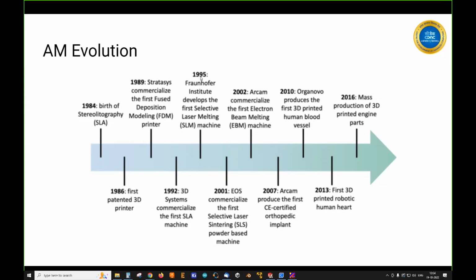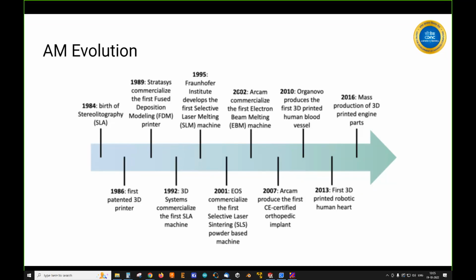Okay, so in 1995, Fraunhofer Institute developed the first SLM machine, which is meant for metal additive manufacturing. Now there is a company called SLM, one of the monopolies in SLM machines. It's a German-based company. And in 2001, EOS commercialized the first SLS machine. SLS is similar to SLM, it is powder bed fusion only. But SLM is mainly used for metal, and SLS is used for polymer parts.